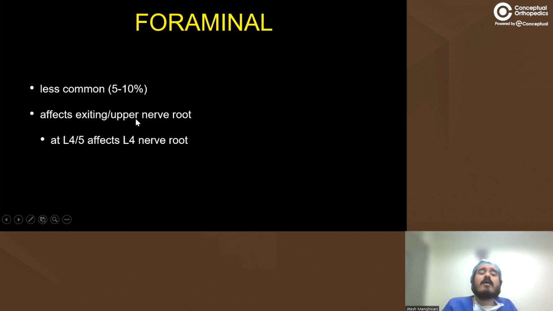Foraminal type of disc herniations are less common. They occur in 5 to 10% of the cases. They basically affect the exiting root or the upper nerve root. So at the area of L4 and L5, if you have a foraminal type of disc herniation, that is just going to cause the compression of the L4 nerve root and symptomatology of the L4 nerve root only.